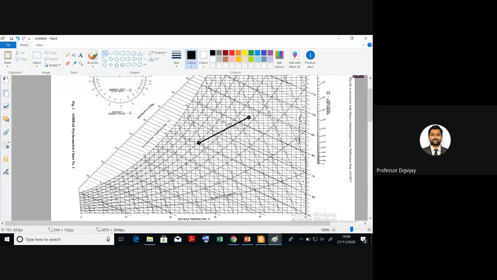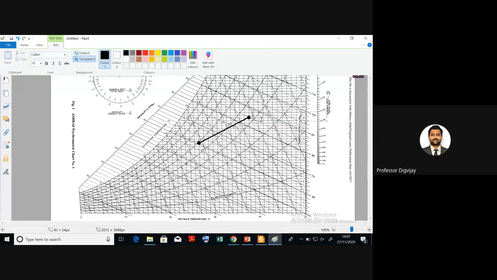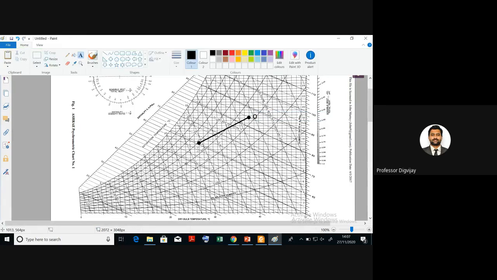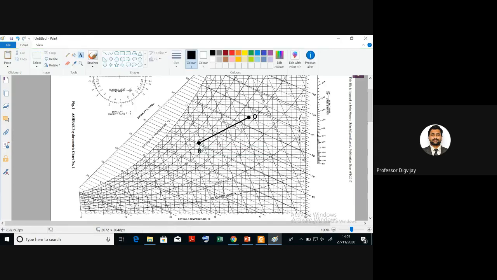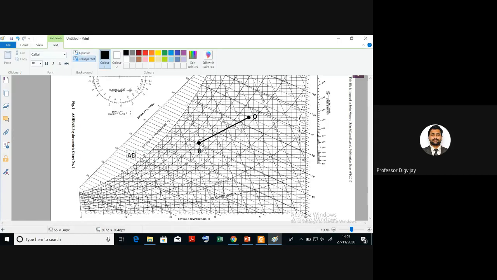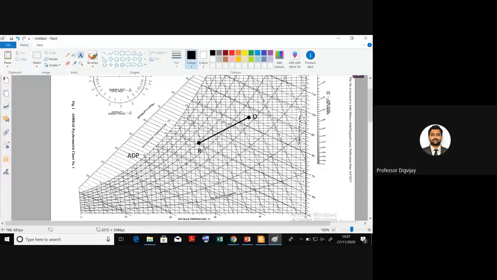So I have to locate the 15 degrees Celsius. So this will be your 15 degrees Celsius. Then I have to join the outdoor air temperature. So I will write here also. So this will be your outdoor air, and this will be your return air, right? And this is your 0.5. So this will be your ADP, apparatus dew point. So 15 is your apparatus dew point.